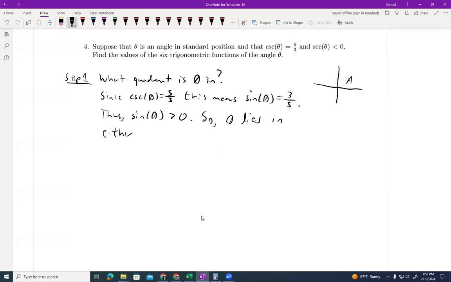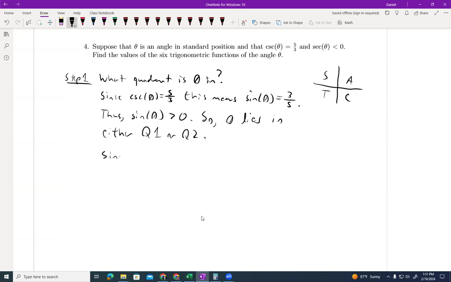We have the all students take calculus, right? So everything's positive in quadrant 1, and sine is positive in quadrant 2, and then it can't be positive in quadrant 3 or quadrant 4 because tangent is positive in quadrant 3 and cosine is positive in quadrant 4. So theta lies in either Q1 or Q2. That's as much information as we can get out of cosecant of theta.